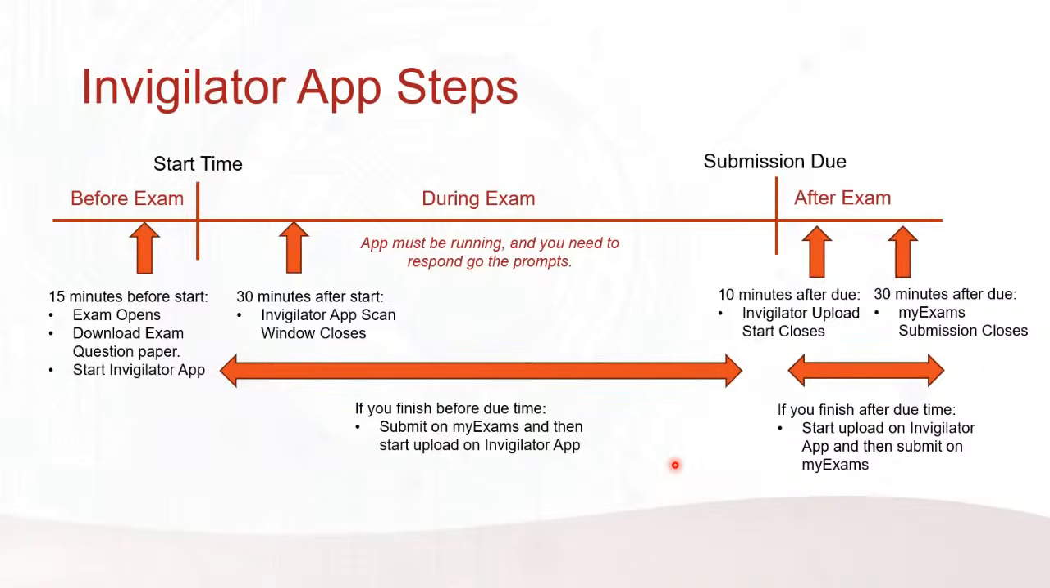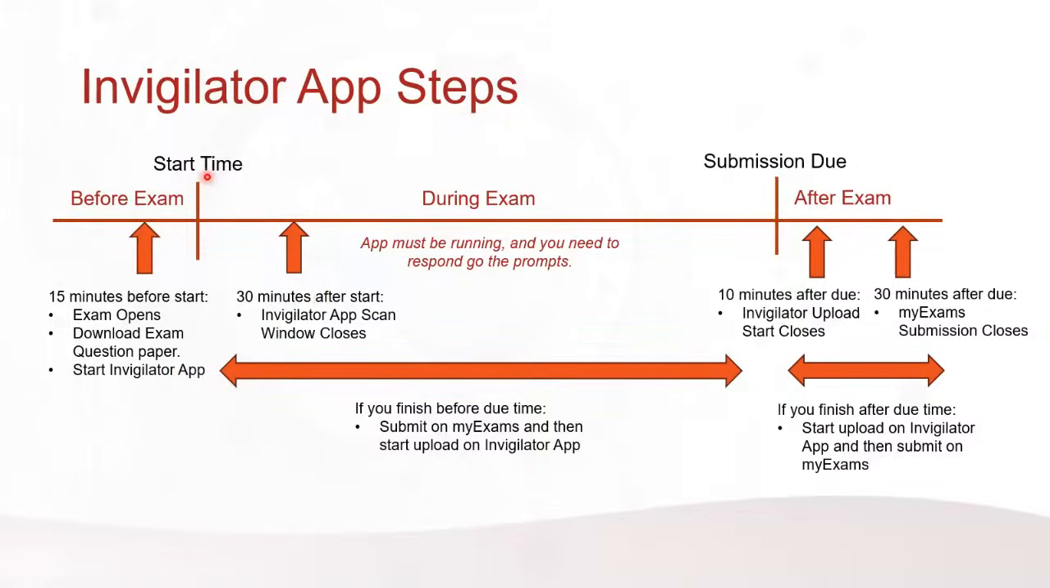Now, the important part is, guys, you do need to take note of the time and the time function. It should have been shared with you already, so it's probably not new to you, but let's quickly review this so that everybody's on the same page. 15 minutes before the start time of your exam, the exam will open on myExams. You download the question paper. Then you start the Invigilating app because you will have the QR code there at this point. It'll probably be in your exam paper anyway.